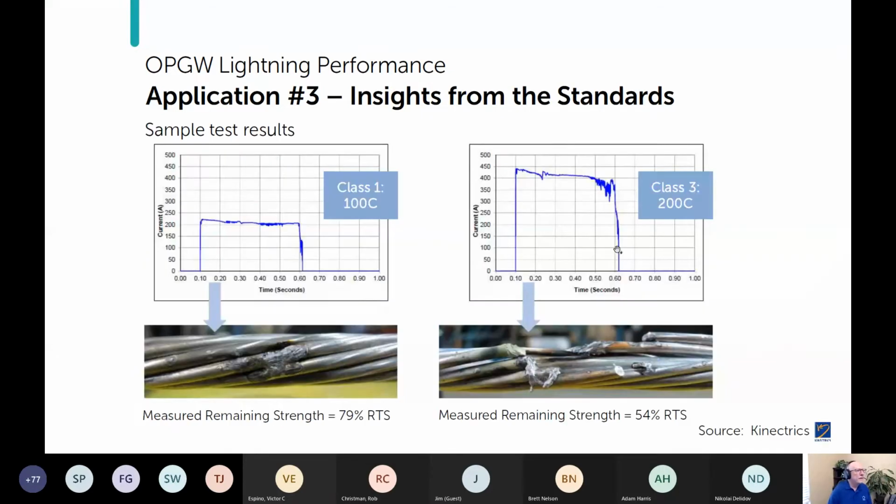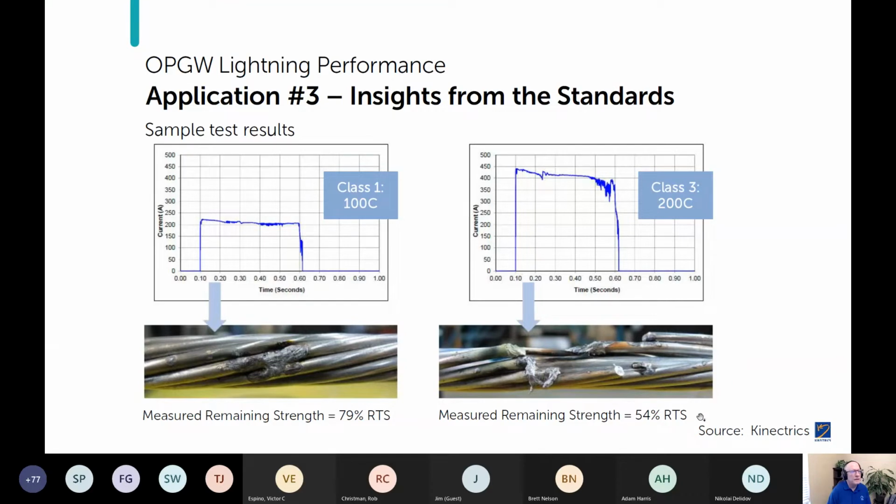Another example of what you can get from actual testing. So here's the same cable tested to 2 class levels. You really do see a difference. So here, class 1, 100 coulombs, the cable had close to 80% remaining strength left. But if I went up to class 3, 200 coulombs, I had 54% left.